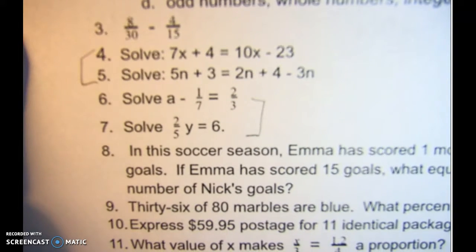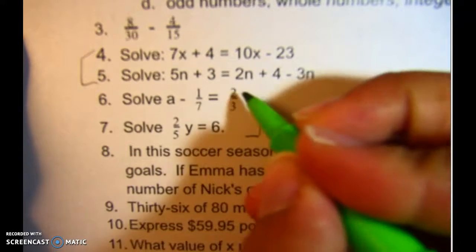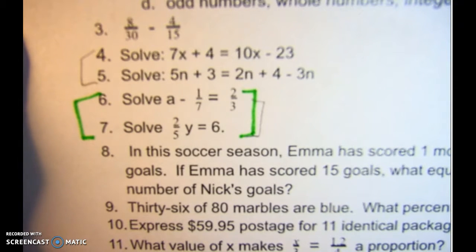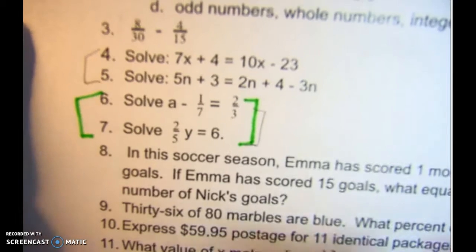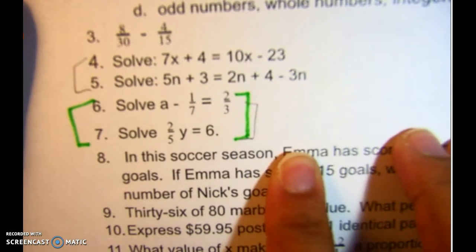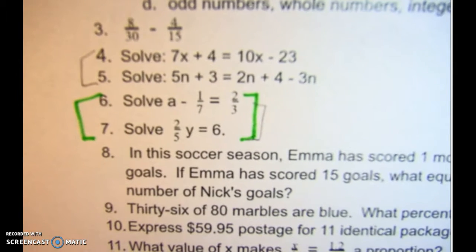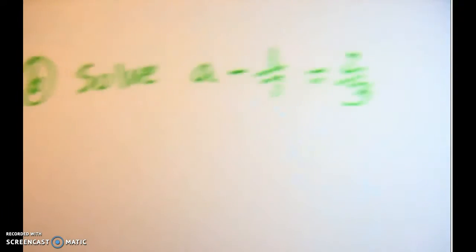In this video tutorial, we're going to look at fraction equations. So you solve it like you would a regular equation, but there's a fraction, so you have to be able to do operations with fractions. And I'm going to focus on number 6 and 7 from the study guide for the final exam. So for number 6, a minus 1/7 equals 2/3.